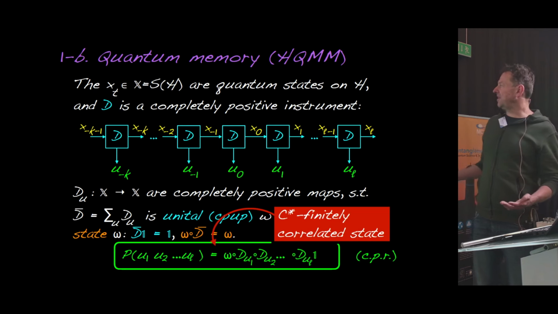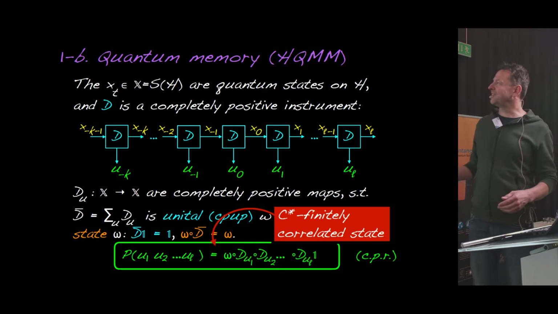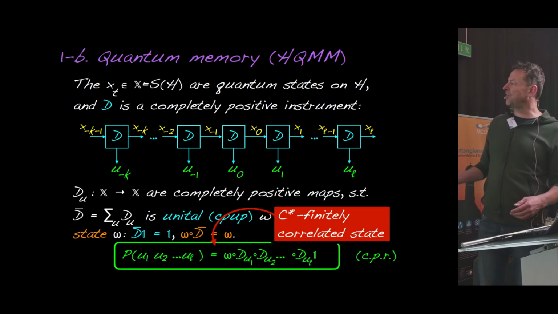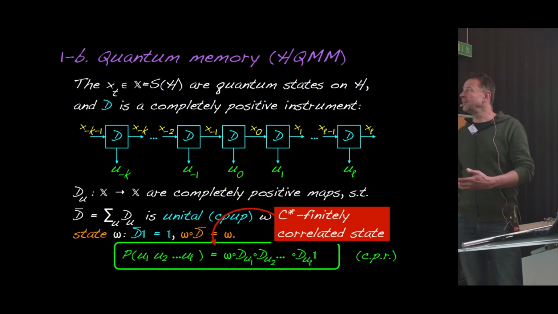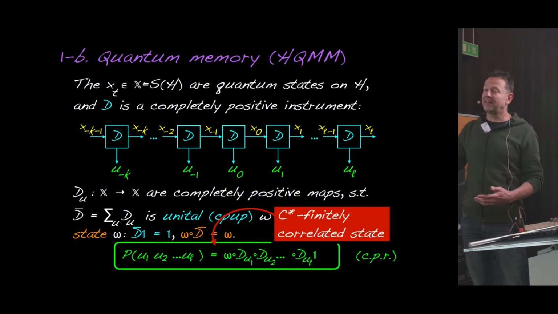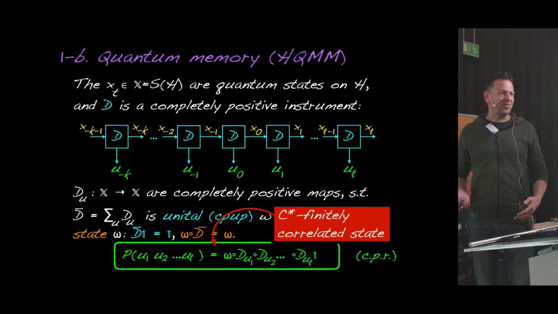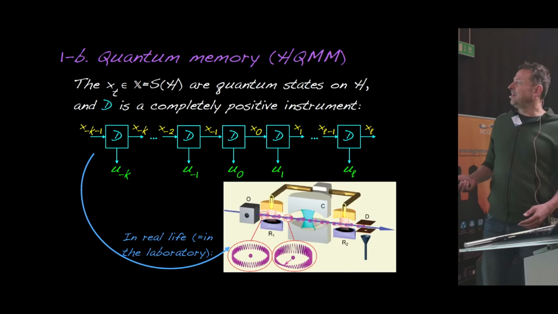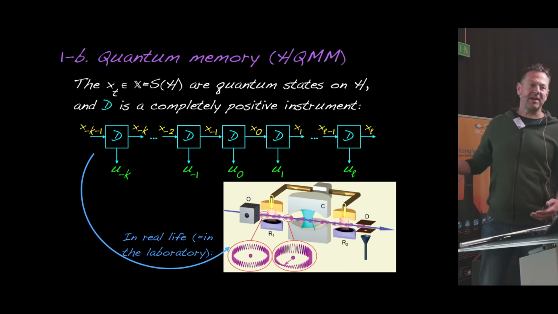And so in the language of this matrix product world, this would be called a finitely correlated state. In fact, a C-star finitely correlated state, because my memory, this X here, is a quantum system. And so those maps here are completely positive maps in the usual sense of, I don't know, Choi matrix, positive semidefinite. And so this is what this picture is described by, actually.